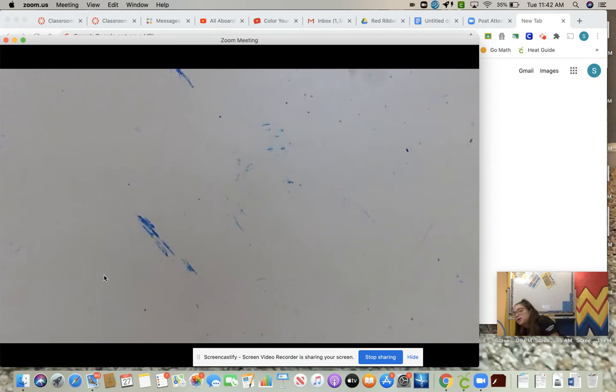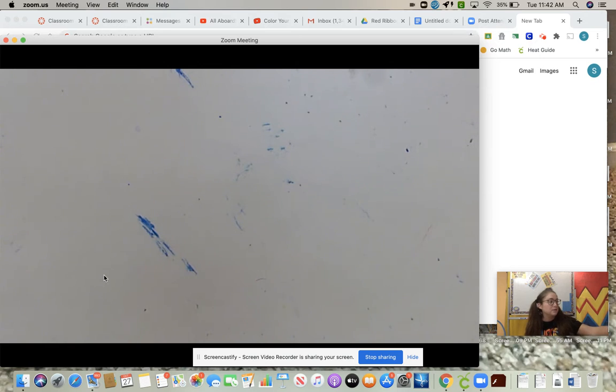Then we read All Aboard. We read a few more pages. I had students read aloud and we talked about it. So I'll put the link in the comments again so you can listen to a few more minutes of the story, and tomorrow we will finish the story.